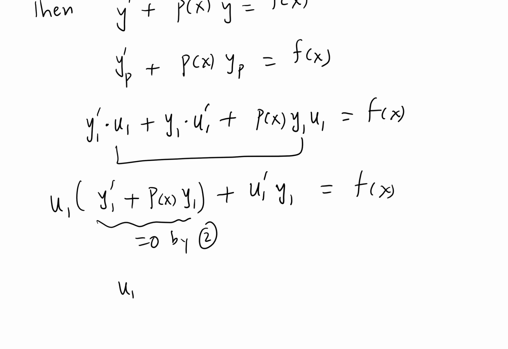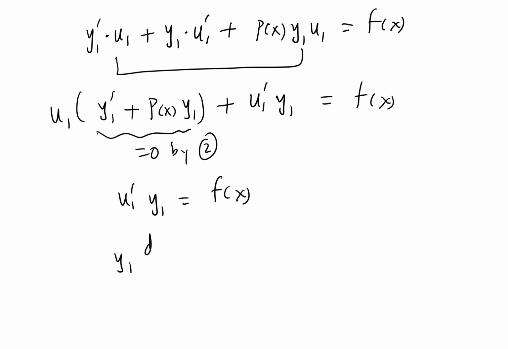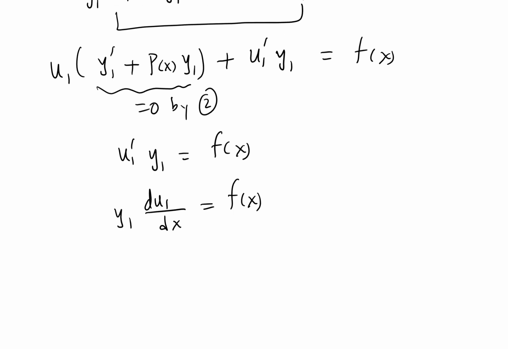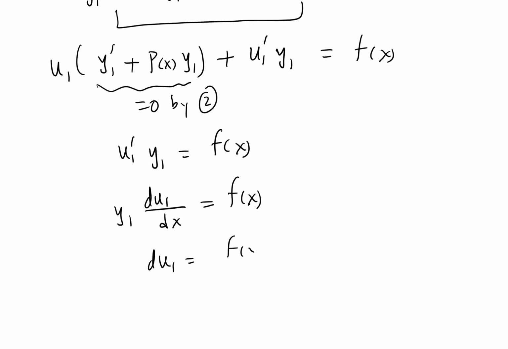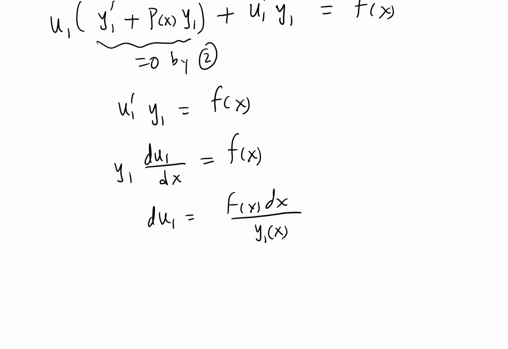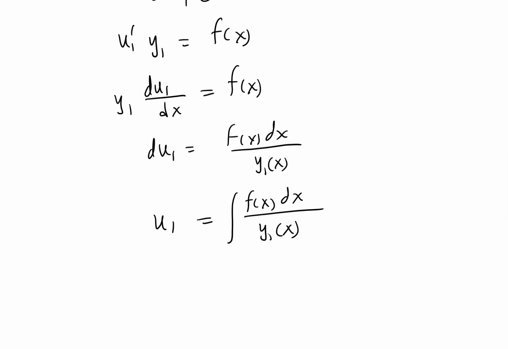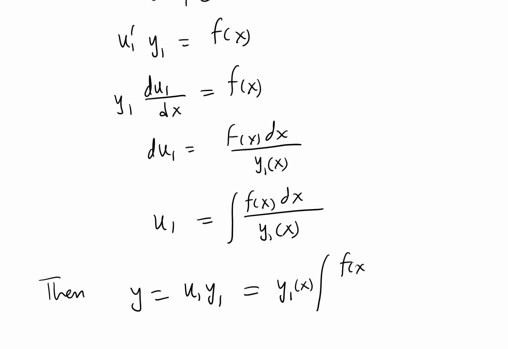So this becomes y1 u1 prime equals f of x. You can rewrite this as du1 over dx, then it's separable. Separate that: du1 equals f of x dx over y1 of x. Integrate both sides. You get u1 is the integral of f of x dx over y1 of x. Then y, which we define as u1 y1, is y1 of x times the integral of f of x dx over y1 of x.